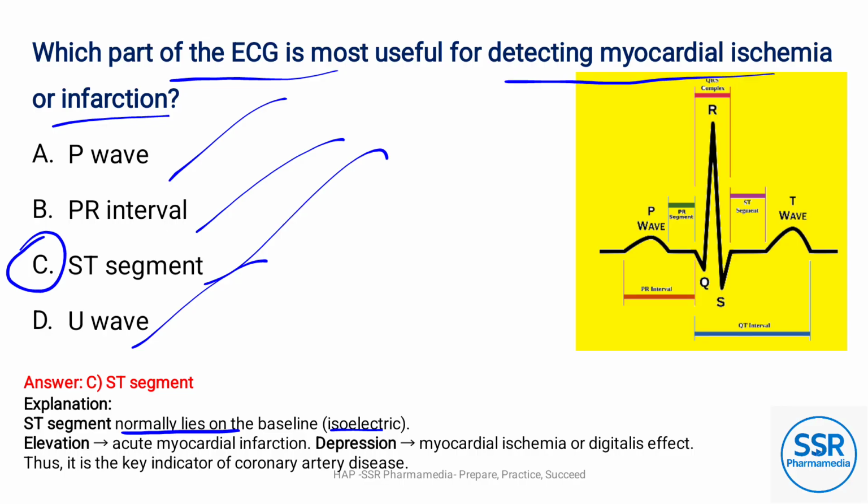If the ST segment is elevated, it indicates acute myocardial infarction. Depression of the ST segment indicates myocardial ischemia or digitalis effect. Thus, these are the key indicators of coronary artery disease.